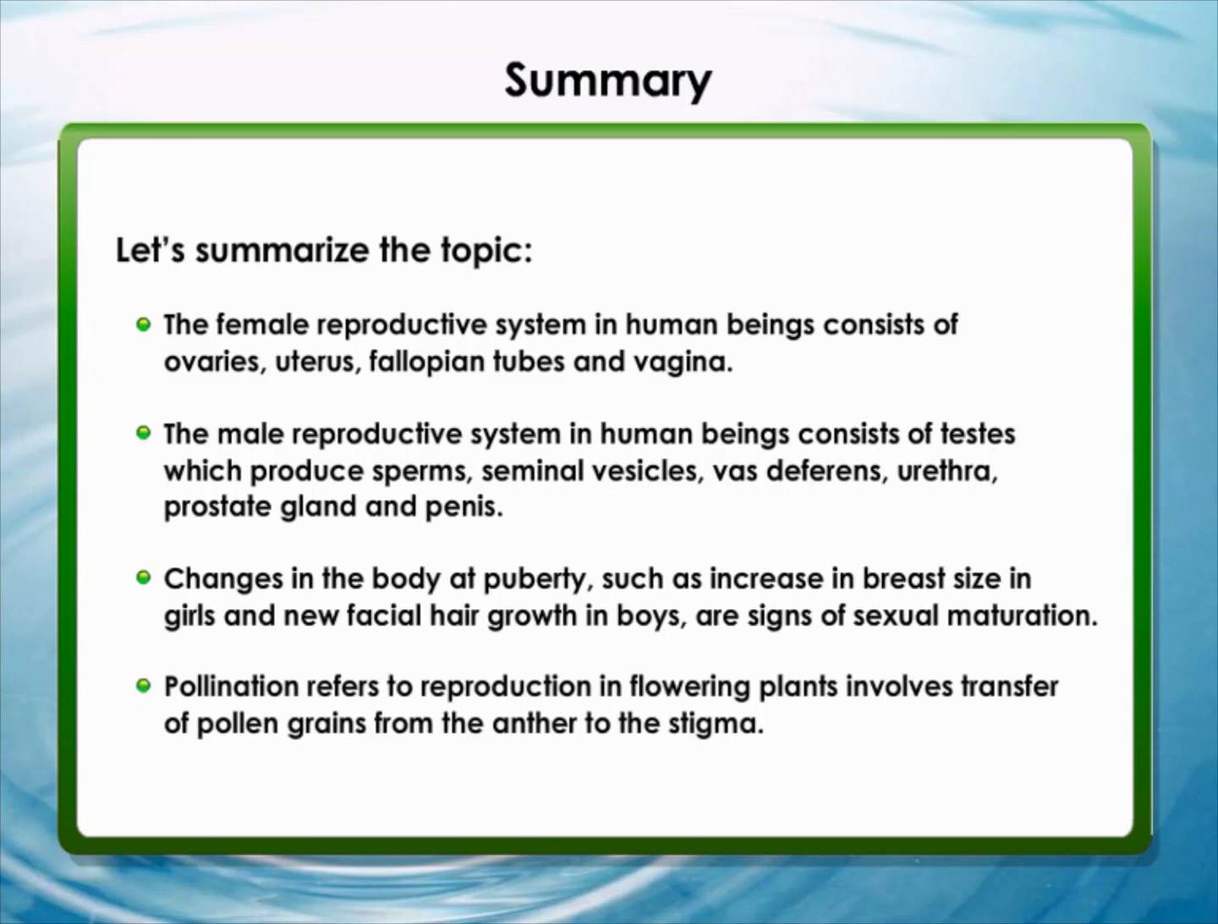Pollination, which refers to reproduction in flowering plants, involves transfer of pollen grains from the anther to the stigma.